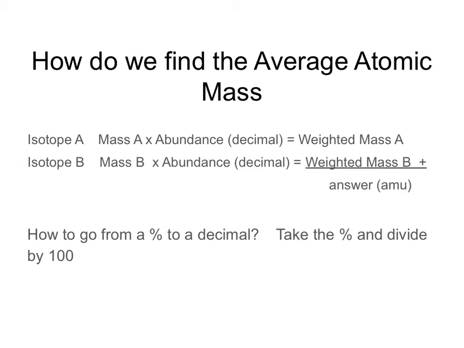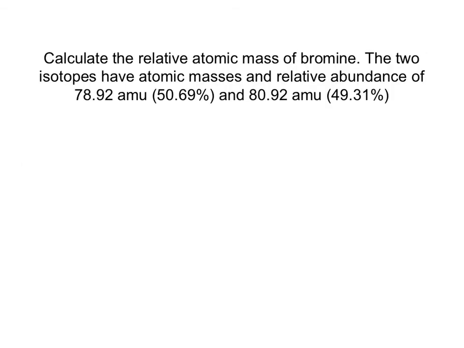I would calculate the whole answer for, say, isotope A, then calculate the whole answer for isotope B, and then add up the 2 answers, and that would be your average atomic mass. So let's go ahead and work through the first example. You could see the abundance as a decimal, or you could take the percent divided by 100. We multiply by the abundance as a decimal. It's a lot easier to see what I'm talking about by working out problems.